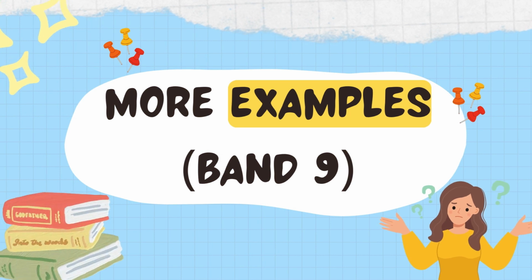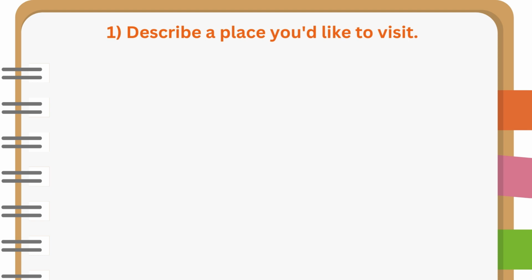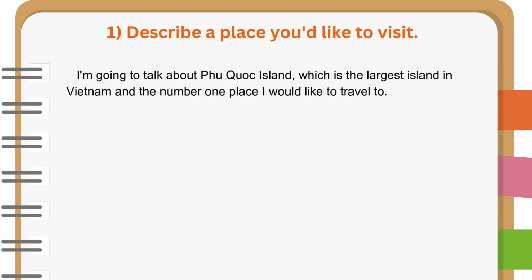Let's practice with more examples. Describe a place you'd like to visit. I'm going to talk about Phu Quoc Island, which is the largest island in Vietnam, and the number one place I would like to travel to.